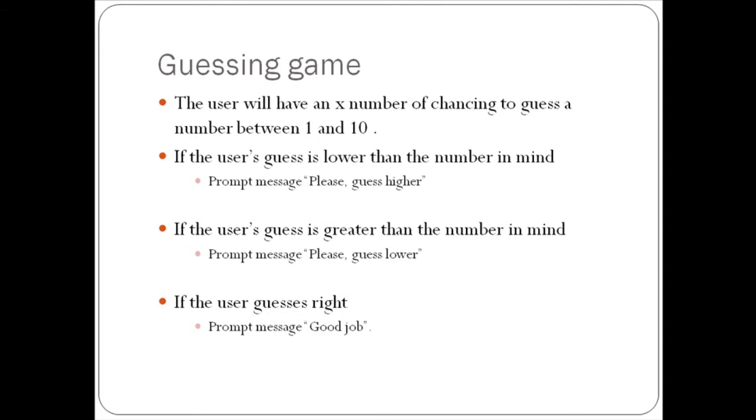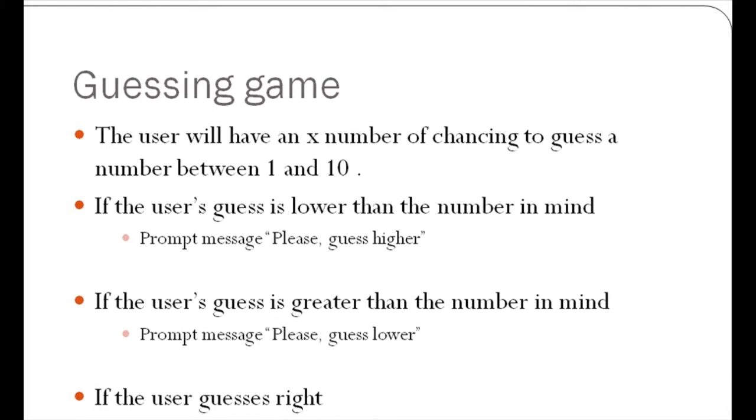The next rule says if the user's guess is lower than the number in mind, then prompt the message, please guess higher. So we're going to generate a random number that we're going to compare to the user's guess. And if they are lower on the guess, then we're going to say please guess higher. And vice versa. If the user's guess is greater than the number in mind, then we're going to say please guess lower. And if the user guesses right, then we're going to say congratulations, good job, whatever we would like. Okay. So here are the simple rules to build our game.